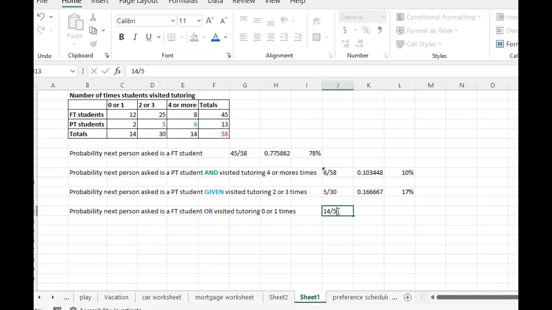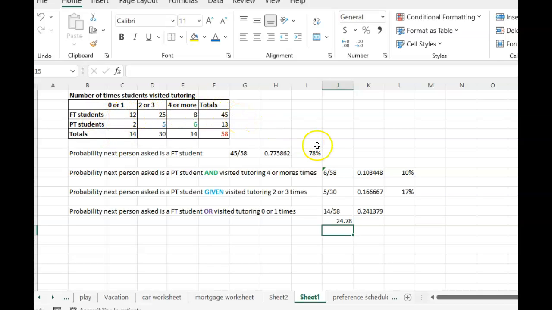So we have 14 divided by 58. I'm going to do the math over here, equal 14 divided by 58. And that gives us 24%. 0.24. We'll go with the decimals for now. We have 0.78. That gives us our probability of being a full-time student. So we have 0.24 plus 0.78. So that is the probability of this column combined with this row.